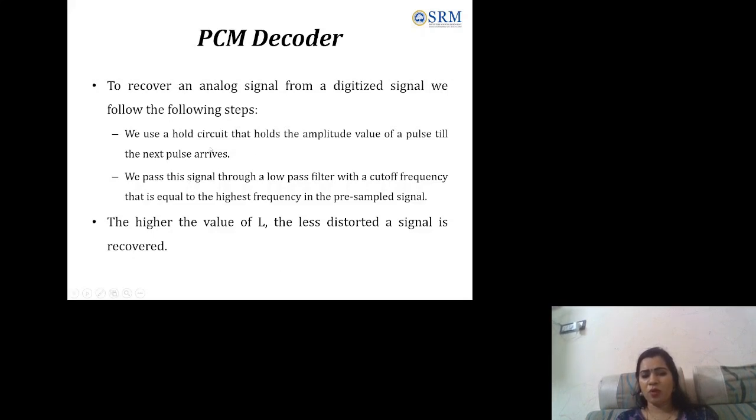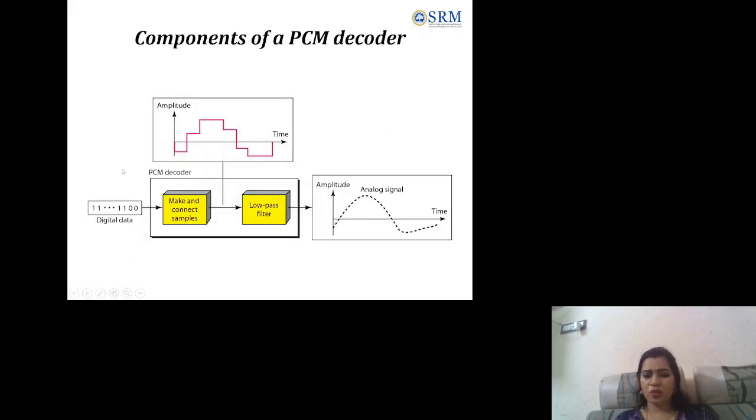We use a hold circuit that holds the amplitude value of a pulse until the next pulse arrives. Then we pass this signal to the low pass filter, which will cut off the frequency that is equal to the highest frequency in the pre-sampled signal. So this is how the demodulation is done. These are the components of the demodulation. Here it takes the digital data as the input, then it performs make and connect samples, which is given as an input to the low pass filter for smoothing, and finally it produces the analog signal at the output.